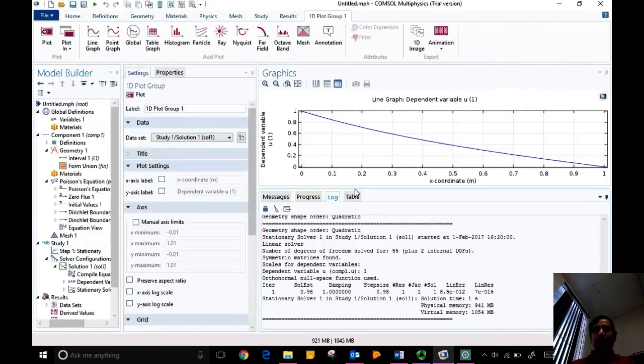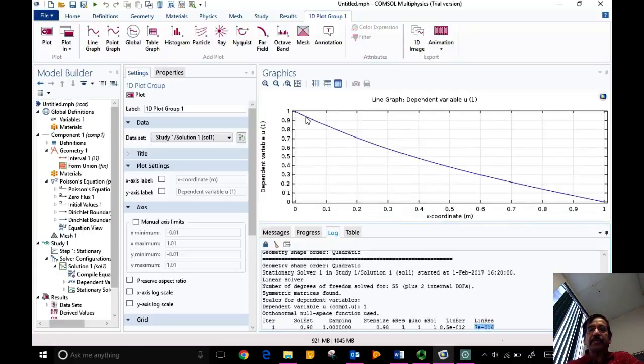There is your solution. So you can see the log. The log shows the residual is 10 to the minus 16, so it's converged. And you can see the temperature profile, exactly the same as the one that we got from MATLAB, from 1 to 0. Okay. Any questions?